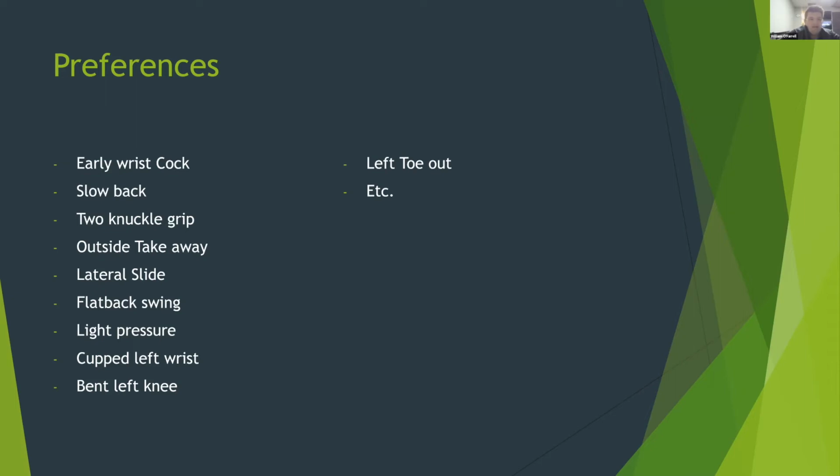Cup left wrist, again. A cupped left wrist is going to help keep the face a little bit more open as you're going through impact. And if your path is moving a little bit more left, that's going to help you hit more of that fade type of shot.